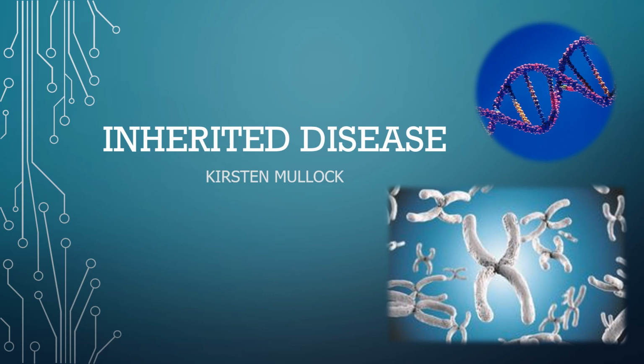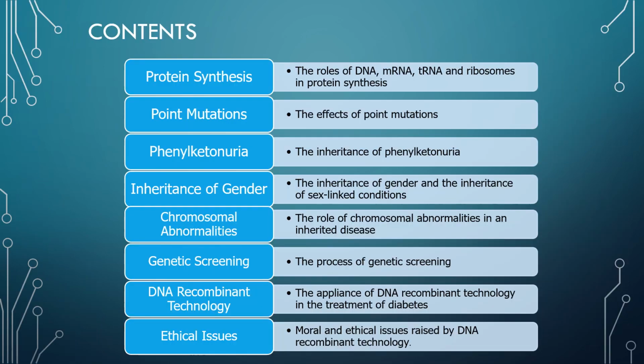In this PowerPoint, I'll be covering inherited disease. I'll be covering the roles of DNA, mRNA, tRNA and ribosomes in protein synthesis, the effects of point mutations, the inheritance of phenylketonuria, the inheritance of gender and the inheritance of sex-linked conditions, the roles of chromosomal abnormalities in inherited disease, the process of genetic screening, the appliance of DNA recombinant technology in the treatment of diabetes, moral and ethical issues raised by DNA recombinant technology.